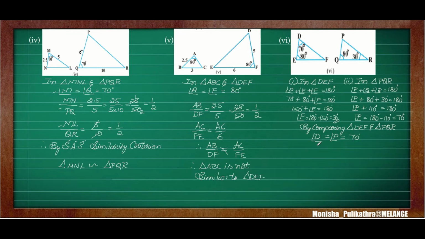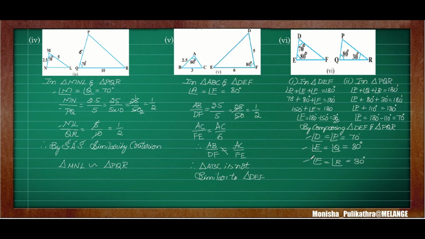Next one, angle E is equal to angle Q because both are 80 degree. Next one, angle F is equal to angle R. F we have already calculated, that is 30 degree. So angle F and angle R are equal because both are 30 degree.